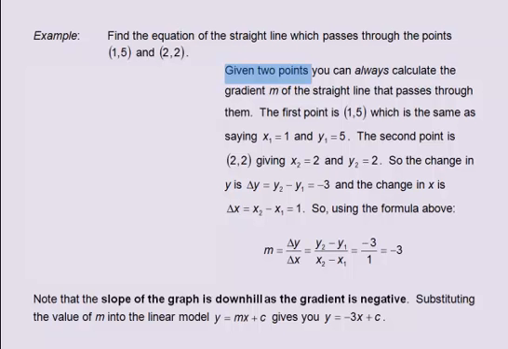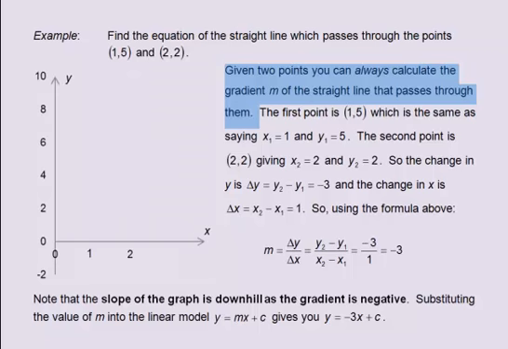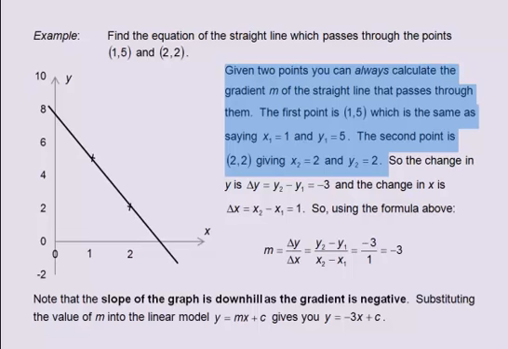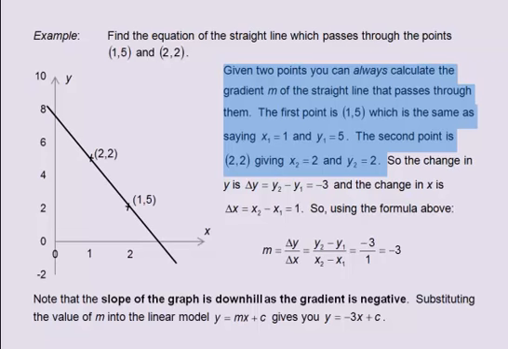Given 2 points, you can always calculate the gradient m of the straight line that passes through them. Let's make a quick sketch. Here are the axes. The first point is (1, 5), which is the same as saying x1 equals 1 and y1 equals 5. The second point is (2, 2), giving x2 equals 2 and y2 equals 2. Here is the line. Here are the points.